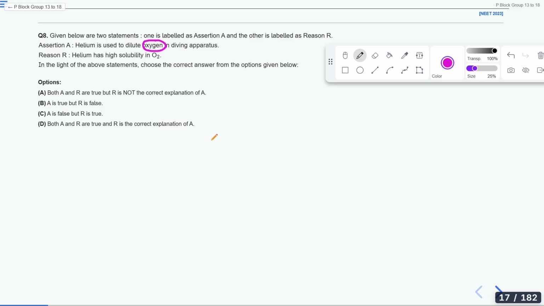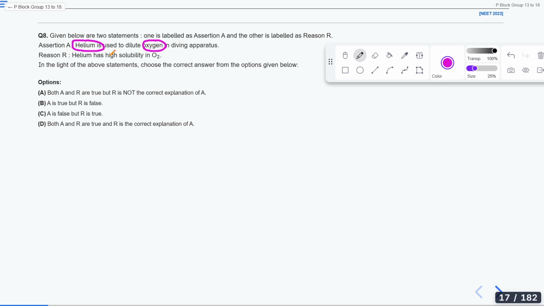So basically, what happens whenever a scuba diver goes into the ocean, he takes the oxygen cylinder along with him. Okay, so D is correct. Let us see if D is correct or not. Whenever a scuba diver goes into the deep ocean, he takes the oxygen cylinder along with him. But that oxygen cylinder is filled with some amount of helium as well.